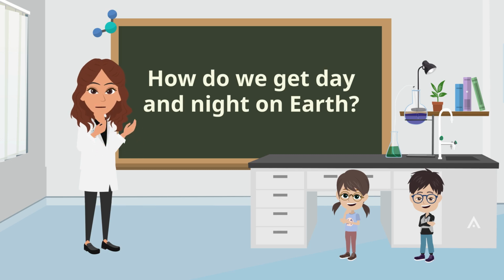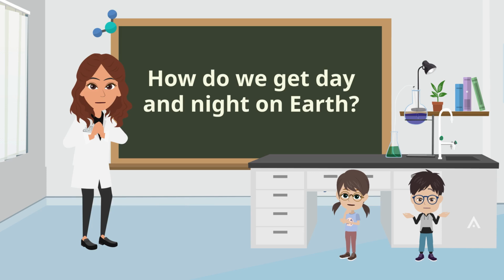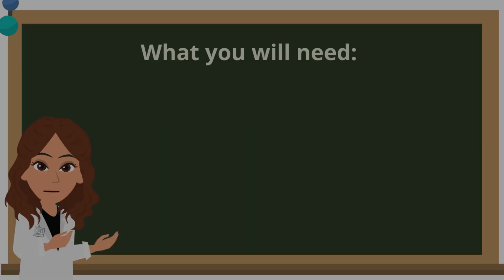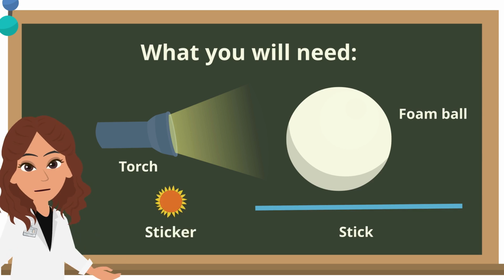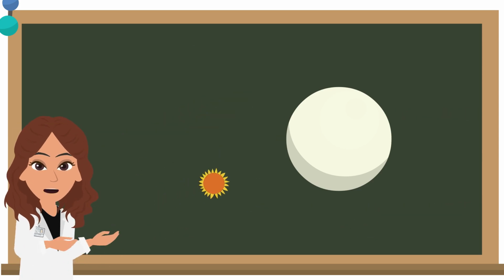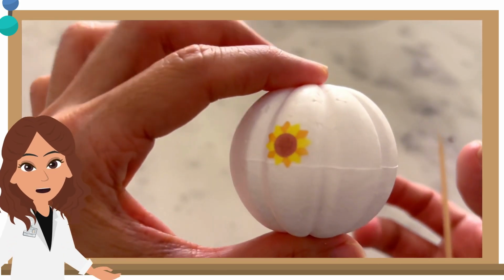In this video, we will find out about how we get day and night on Earth. Let's find out. For this experiment, you will need a torch, a foam ball, a stick, and a sticker. To set up, paste the sticker on the foam ball. Then, pierce the ball with the stick.